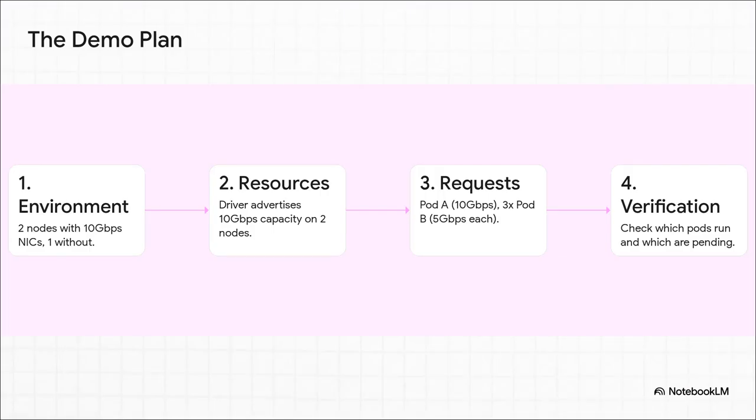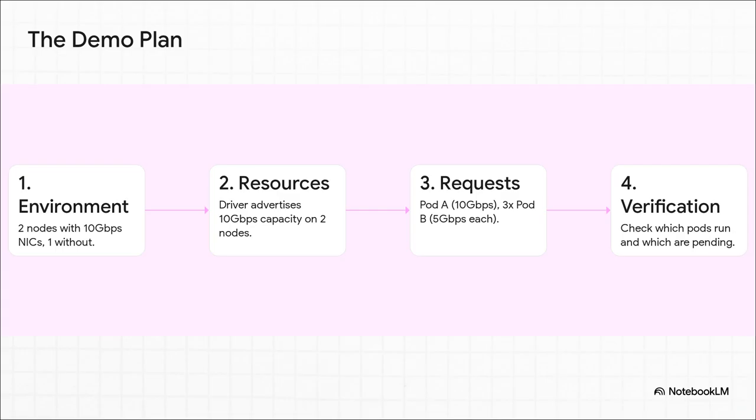Okay, here's the setup for the demo. It's simple, but very effective. First, the environment. We have a small cluster with 3 worker nodes. The key detail is that worker 1 and worker 2 each have a special 10 gigabit per second network interface. Worker 3 does not have the special hardware. Second, the resources. Our CNI DRA driver is running, and it has created resource slices advertising that 10 gigabits of shareable bandwidth is available on worker 1 and worker 2. There are no such slices for worker 3.